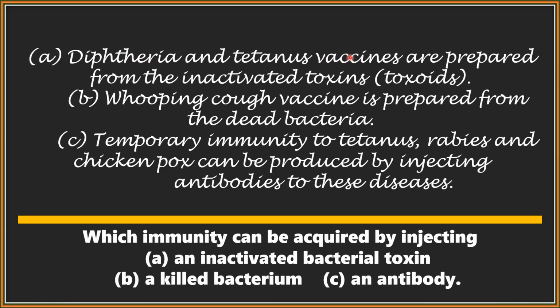Diphtheria and tetanus vaccines are prepared from inactivated toxins, toxoids. Whooping cough vaccine is prepared from dead bacteria. Temporary immunity to tetanus, rabies, and chickenpox can be provided by injecting antibodies to these diseases.